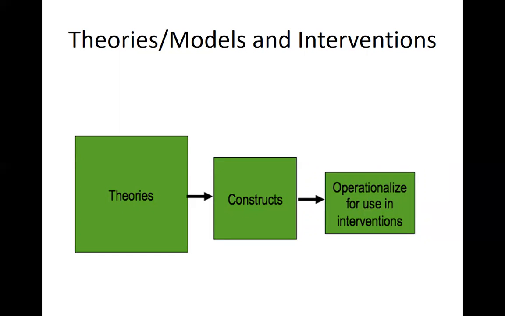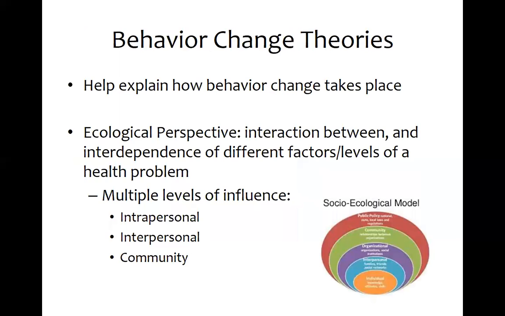So when you're reading about the different theories, you're going to see constructs, different elements that really make that theory or model different than the others. And when we do design programs, you may use multiple theories or models or draw on ideas and constructs from different theories and models. And then ultimately, we can operationalize these ideas, constructs, and variables for use in the actual interventions. So behavior change theories really help explain how behavior change takes place.